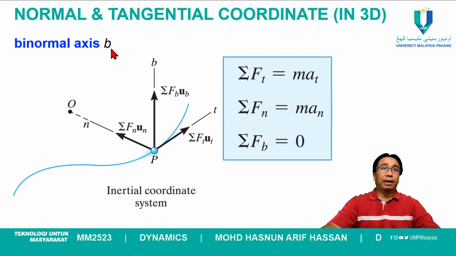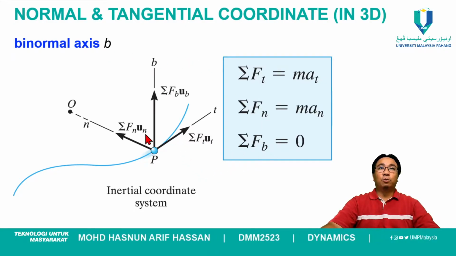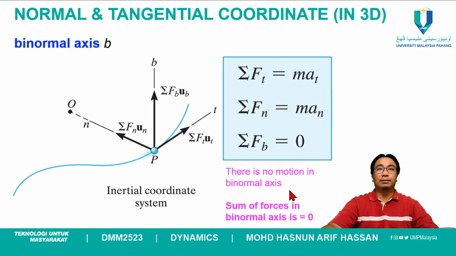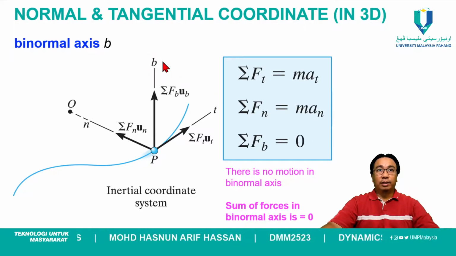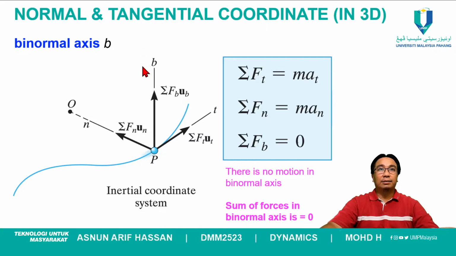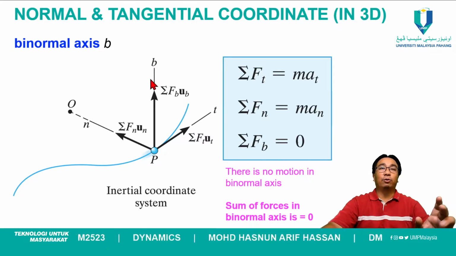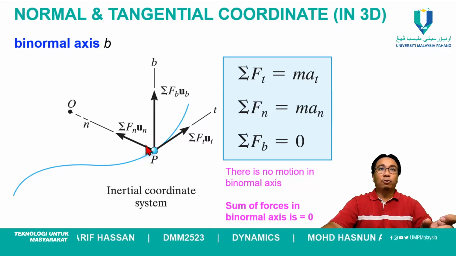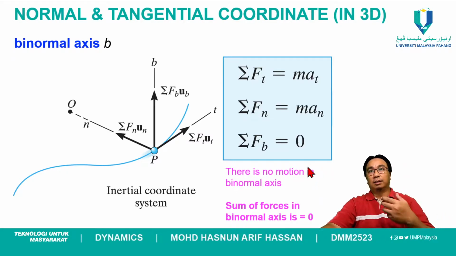So the binormal axis, b, what it tells you is that there is no motion in the binormal axis. There is no motion in the binormal axis, which means that a_b, the acceleration in the binormal axis, equals 0. Therefore, the total force in the binormal axis will always be equal to 0. This is just for your knowledge.